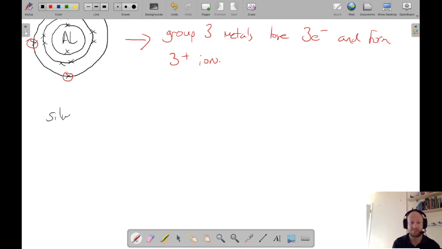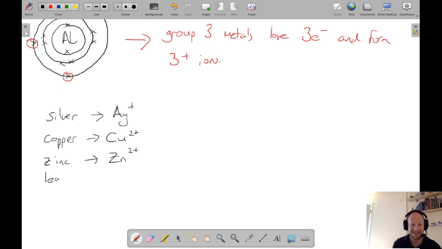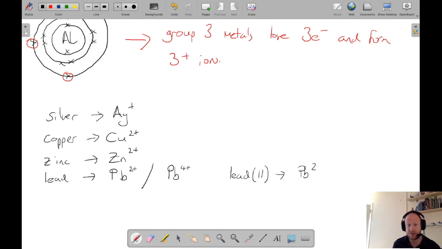So silver makes Ag+ ions. Copper makes Cu2+ ions. Zinc makes Zn2+ ions. Lead makes Pb2+ ions, but it can also make Pb4+ ions. You'll notice that this is in group 4. It's the only group 4 element you'll be asked questions about in the GCSE, but please be aware that it might be lead 2, in which case you write it in word form as lead(II) in Roman numerals with brackets, which is the Pb2+ ion, or it might be written as lead(IV), which is the Pb4+ ion there.